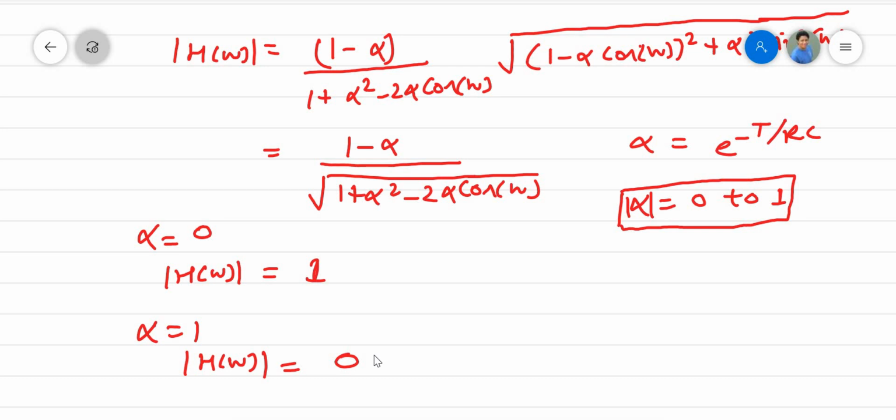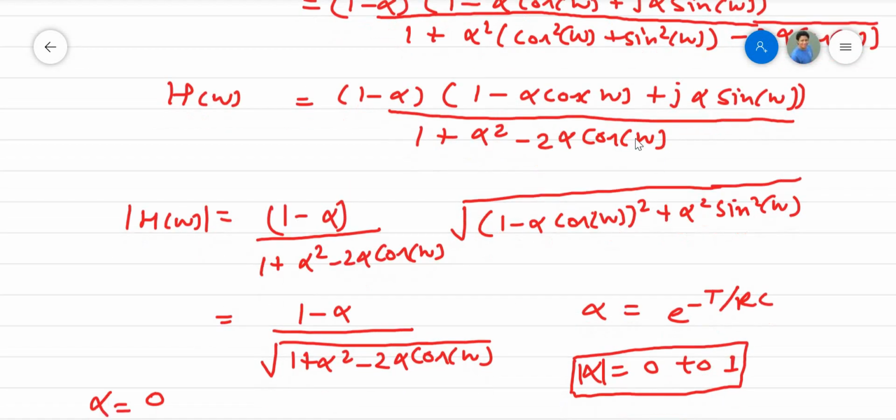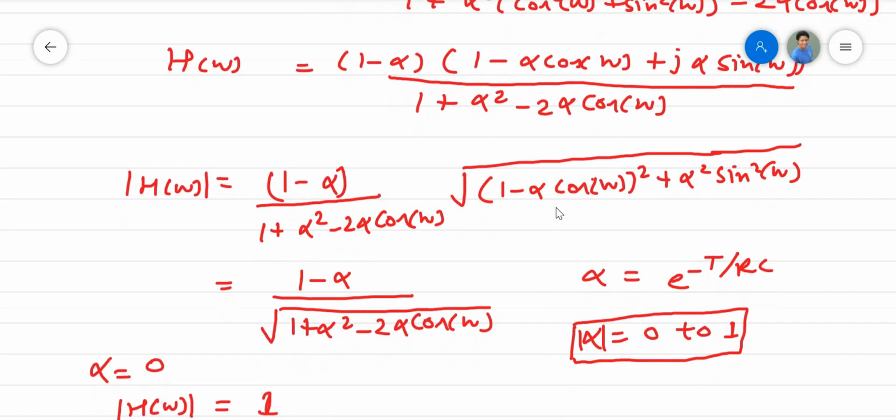That means mod of H omega will have higher and higher values when alpha is tending towards 0, and it will have a minimum value when alpha tends towards 1, right? So we can optimize this particular property by varying alpha from 0 to 1. Next, we want to find out the phase response of the filter, and we'll come back again at this particular point.